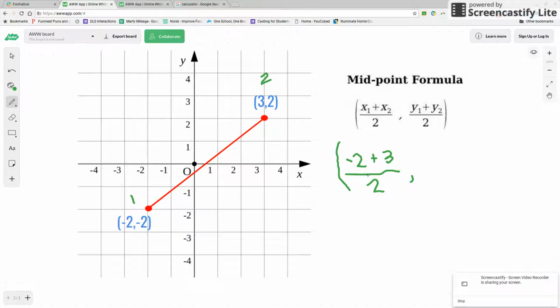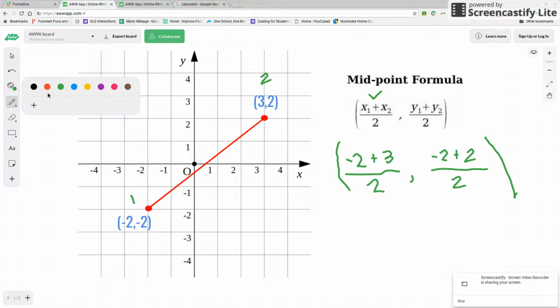So I did the first half. I got that one done. Now over here, I have y of 1. Well, y of 1 is also negative 2 plus y of 2. So my y number in my second point, which if I go over here is 2, divided by 2. Okay, so we've got our first step. I'm going to switch colors just so we can see it. Switch over to purple.